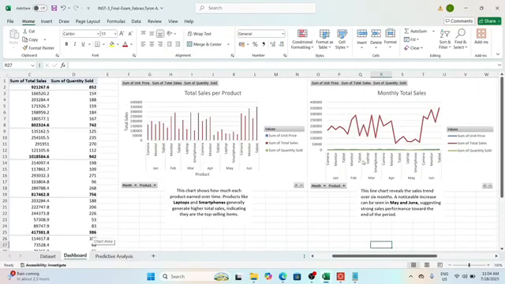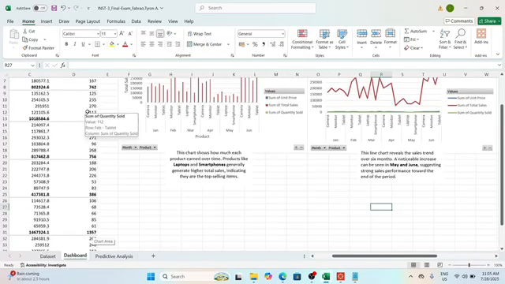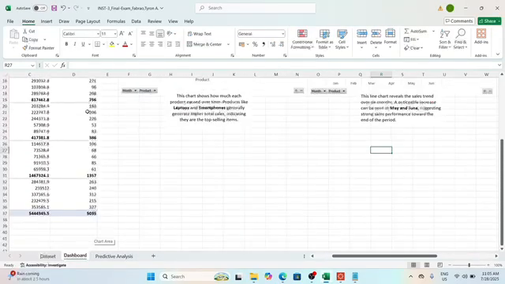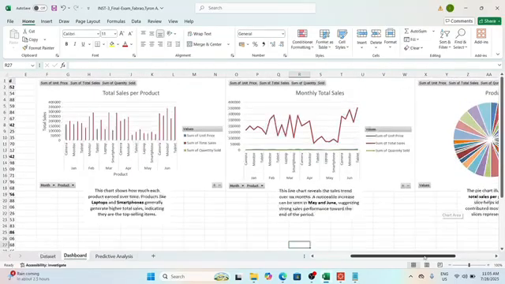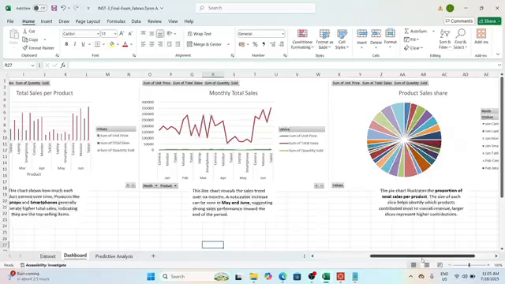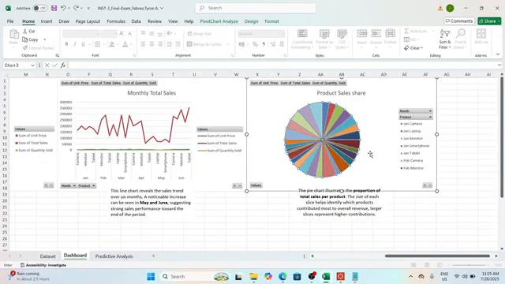And the next one is the dashboard tab. It uses a pivot table to break down sales by month and product. June was the top performing month, bringing in over 1.4 million, mostly from tablets and cameras.